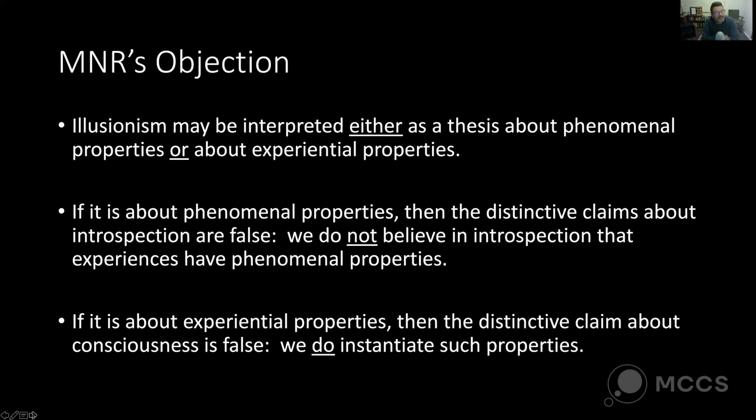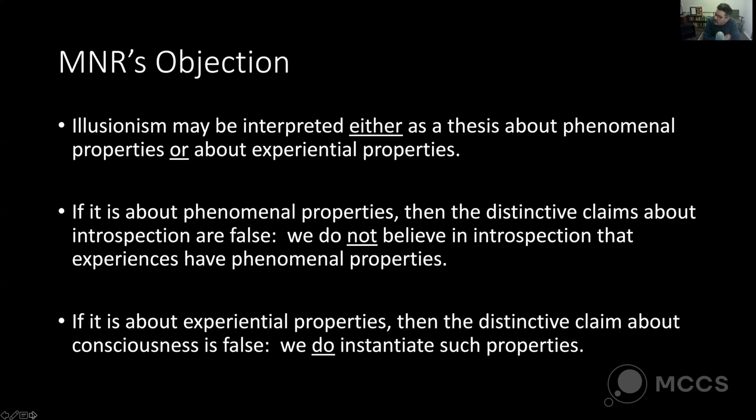Well, the objection is really a dilemma, I think. The idea is that illusionism can be interpreted either as a thesis about phenomenal properties, that is, properties of events, or as a thesis about experiential properties, that is, properties of subjects. And her suggestion is, either way is trouble.